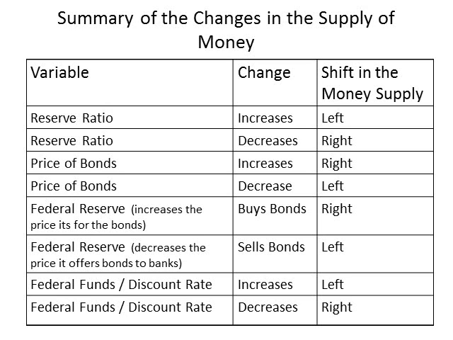If the federal funds rate or the discount rate increases, the money supply will shift to the left. If the federal funds rate or the discount rate decreases, the money supply will shift to the right.